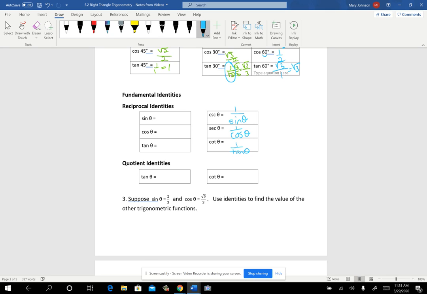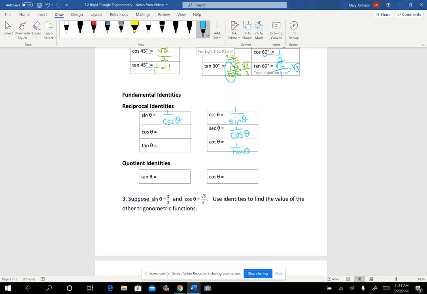You know how tangent was opposite over adjacent, and then cotangent was adjacent over opposite? They're just reciprocals of one another. Well, the same holds true for this, even though you don't go in this direction very often. Sine could be thought of as 1 over cosecant of theta.